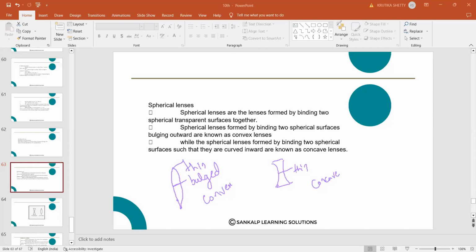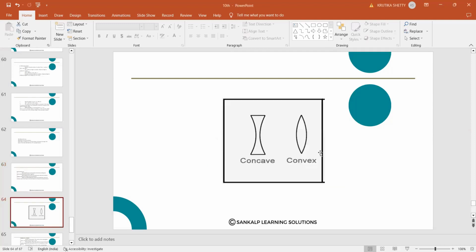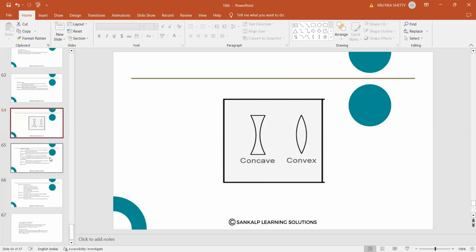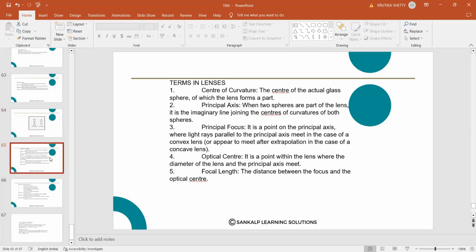So here we have the figure also. You can see this. So concave lens and convex lens. Again we have plano-concave lens and plano-convex lens. So again we have different types of lenses here.